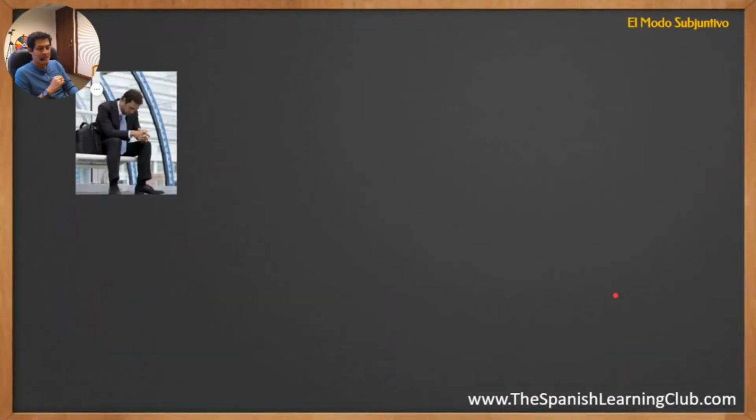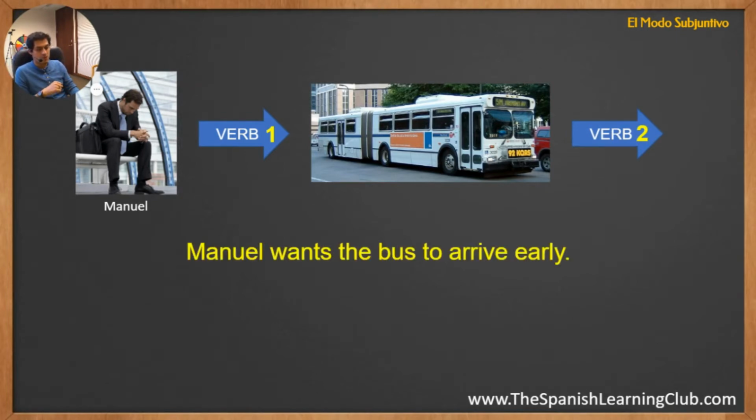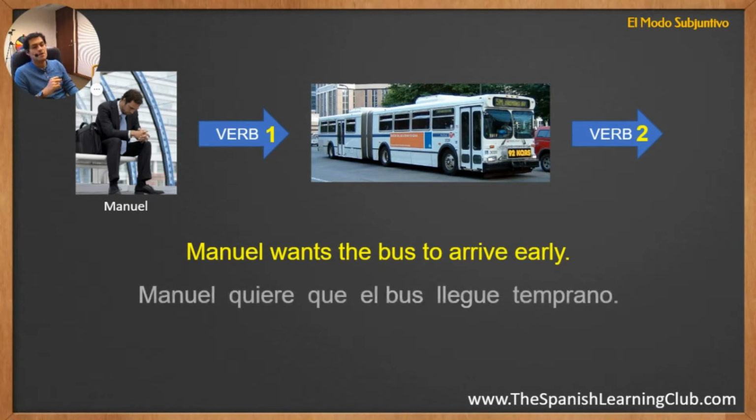Okay? Another example here, we have Manuel. We have a verb 1 for Manuel, and we have el bus, which will also perform another verb. So Manuel wants the bus to arrive early. Manuel quiere que el bus llegue temprano. Quiere, verb number 1, emotional verb. El bus llegue, second verb, the subjunctive verb. Manuel quiere que el bus llegue temprano.